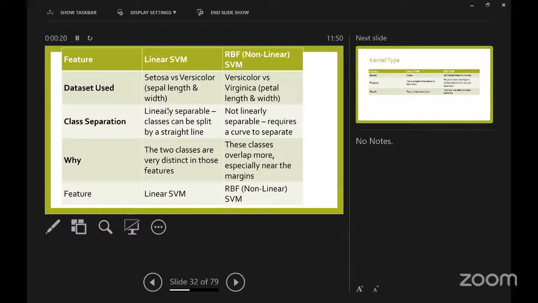Why? Because the two classes are very distinct, different in those two features. For non-linear, they may be considered overlapping. Overlapping may occur. Okay.